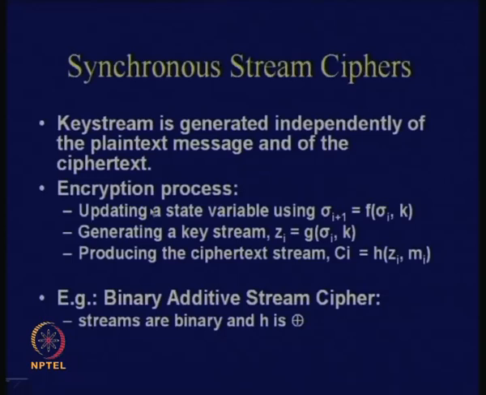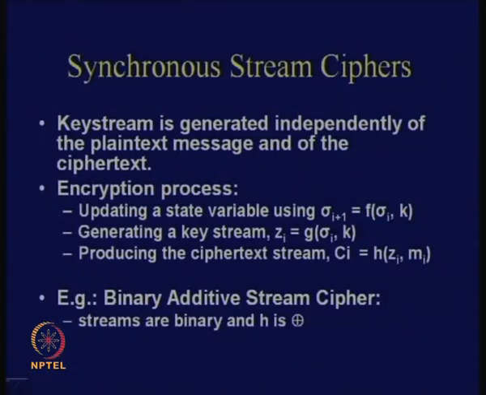So, the first class of stream ciphers that we will see is called a synchronous stream cipher. What is a synchronous stream cipher? It is a stream cipher for which the key stream is generated independent of the plain text or cipher text. That means it does not depend upon when the plain text comes or when the cipher text comes, but proceeds quite independently.